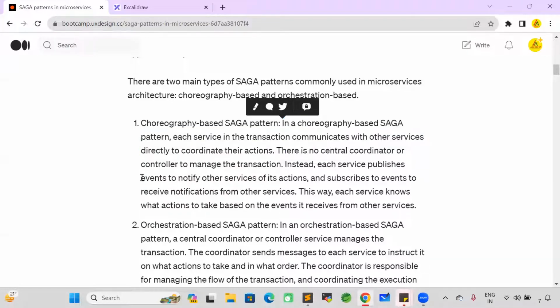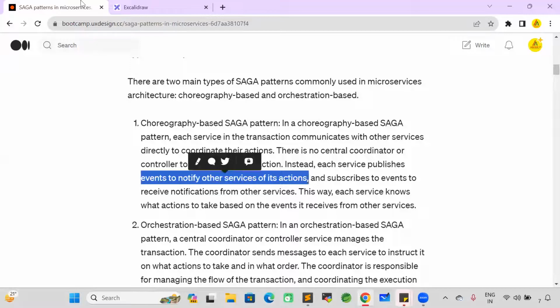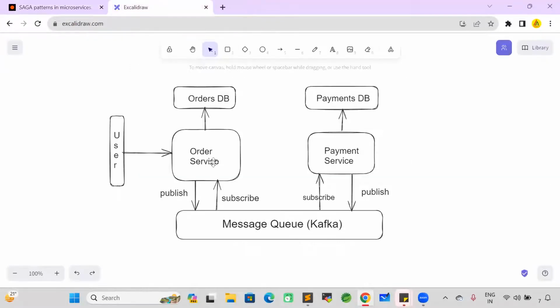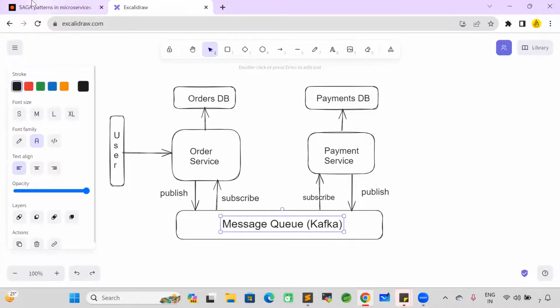Each service will publish events to notify other services of its action. As we discussed, when the order is placed, it will publish one event to the queue. A message queue will be available. It can be ActiveMQ, RabbitMQ, or Kafka. Currently, people are using Kafka as a message queue.